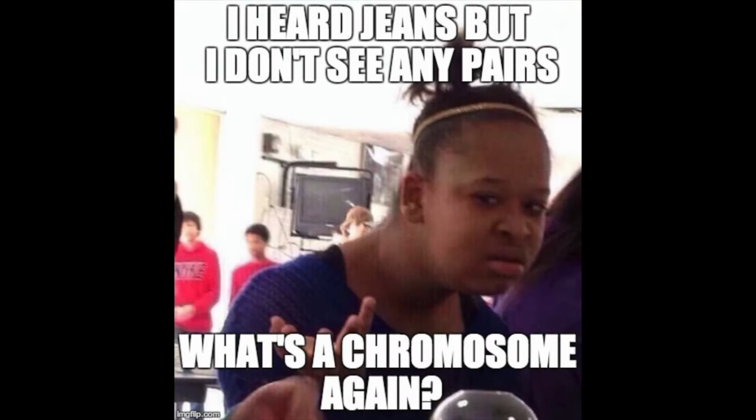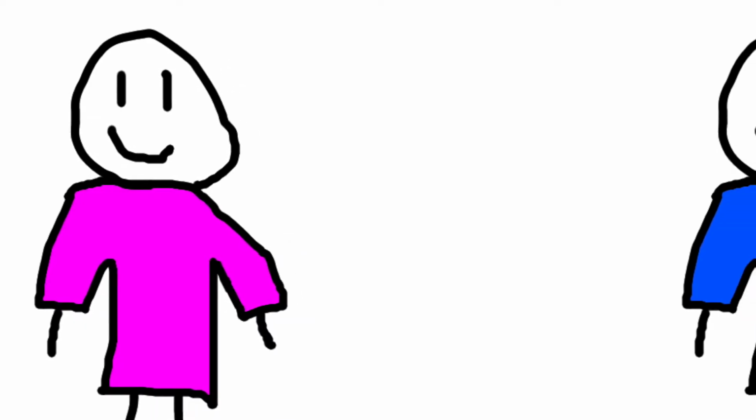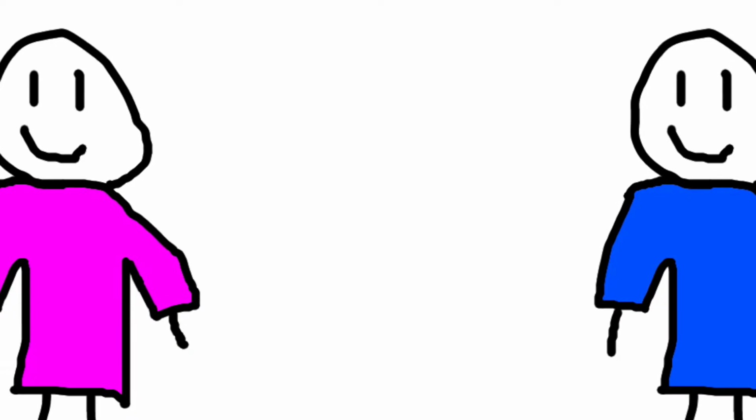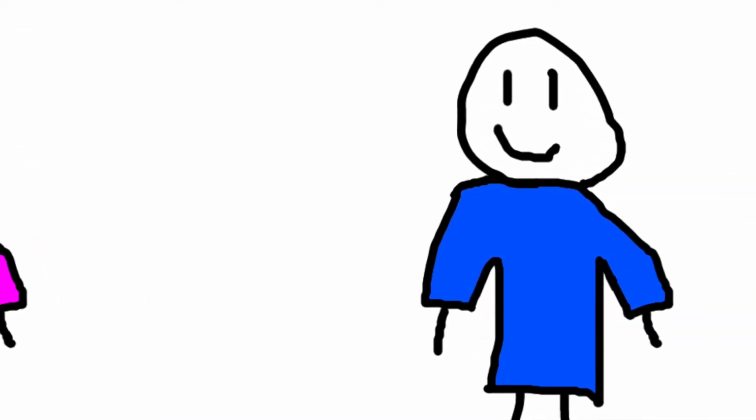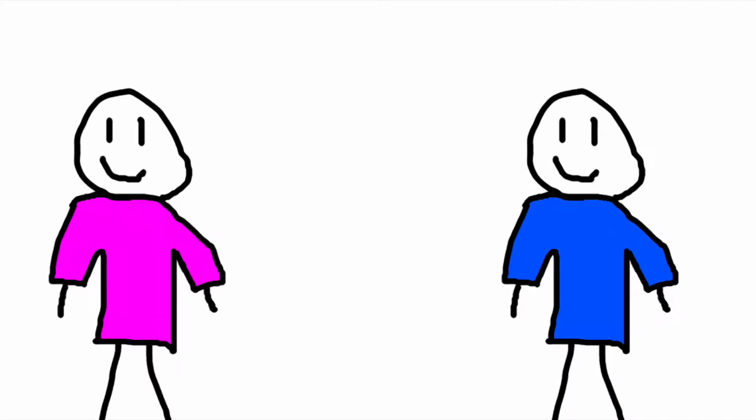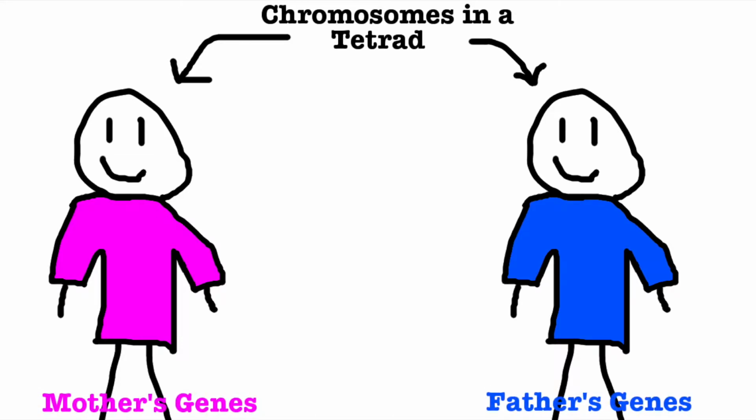So for those of you who are lost right now, let me give you one of my bad analogies. Okay, so let's say there are 2 people wearing 2 different colored wet shirts. Why? Because they just got done painting a pink and blue house and they're too lazy to clean themselves. The people represent each chromosome in our tetrad, and each different colored shirt represents our parents' genes.